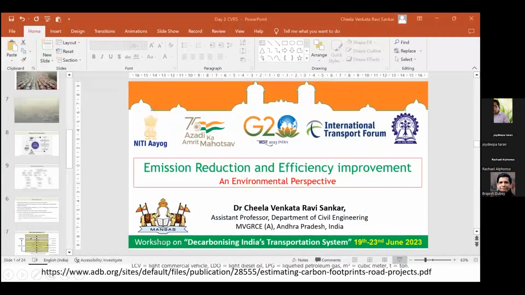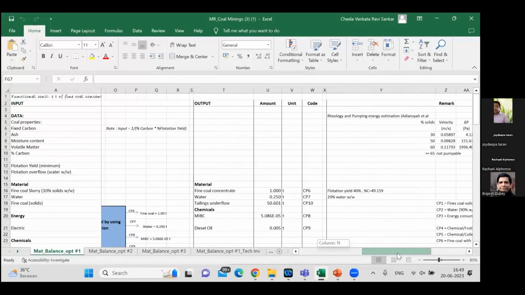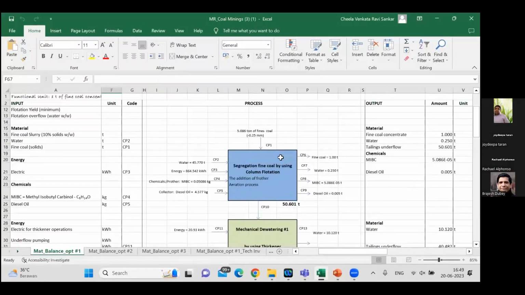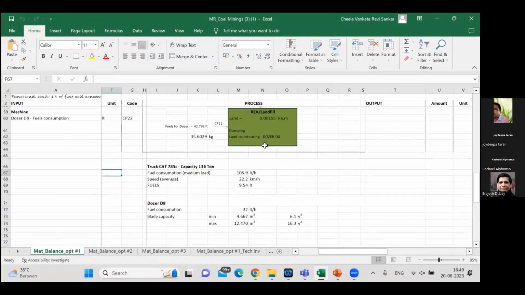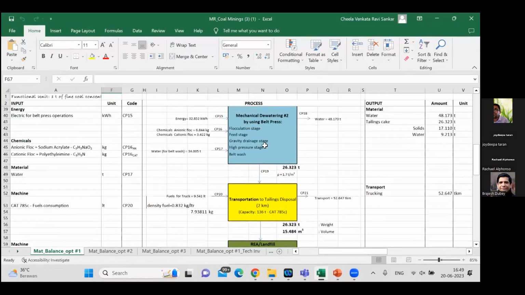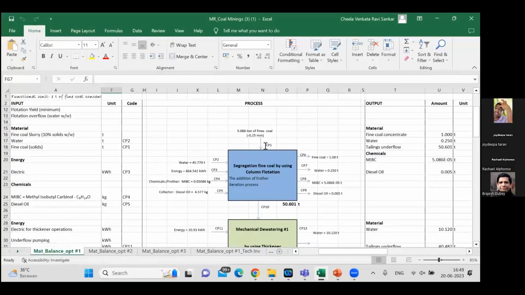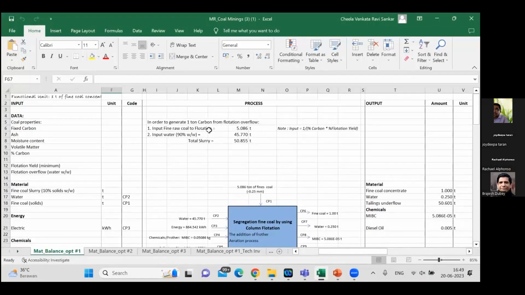Now I'll show you an Excel sheet here. So how do you develop an inventory database? How will an Excel sheet that we develop look? Yesterday we were looking into different unit processes. This is for mineral processing, like a coal washing activity that they are doing. This is a simple example from one of my lab mates at Cotton University, from their project work. So this one is to generate 1 ton of carbon from flotation overflow.